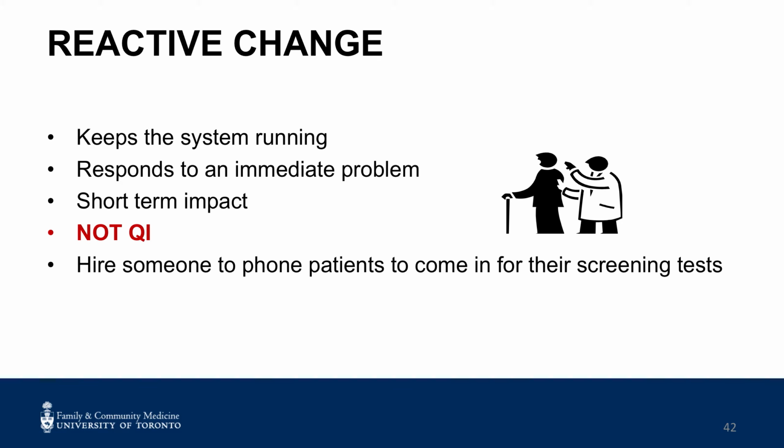An example of a reactive change is hiring someone to call patients to come in for a screening test. The next slide will comment on how to frame change so that it is fundamentally different. Hiring people to perform tasks versus redesigning systems to support processes like screening is usually not sustainable from a funding or human resources perspective.